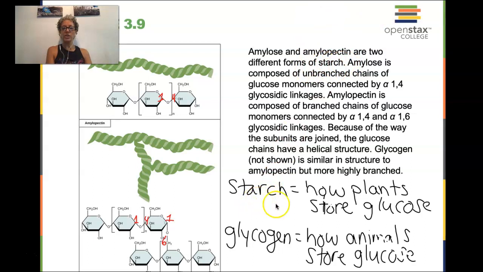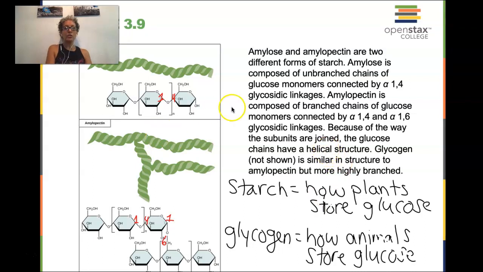And starch is how plants store glucose. They create this polymer of the glucose as a storage molecule. And then when energy is required from that molecule, there are enzymes that can break off and release the individual glucose molecules to go into metabolism.